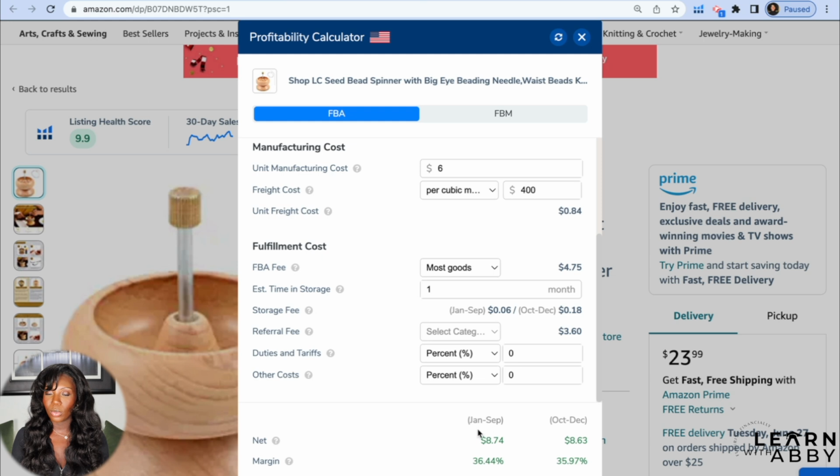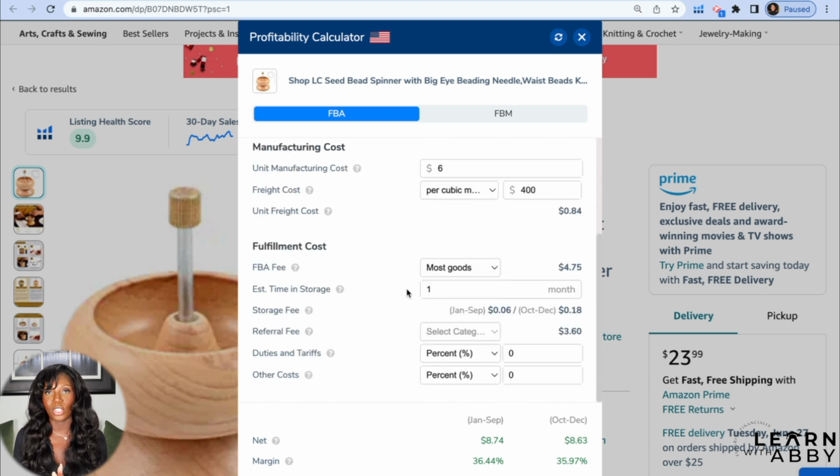Now, if you are doing $8.74 per unit and you start out with an order of 500 units, you can just do some simple math and see what you would profit. I'm going to go ahead and use my calculator and let's pull it up here. So if you did $8.74 per unit and you started with 500 units, that means that you would profit $4,370 with your first order of this product. That is how much you would profit in total. And so I think that that's very nice.